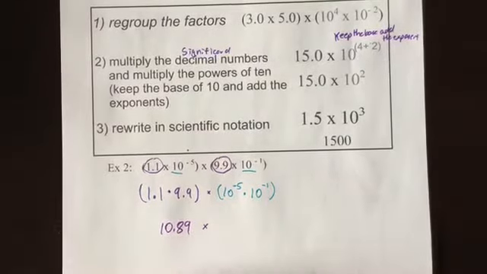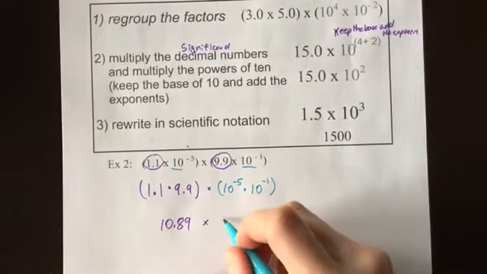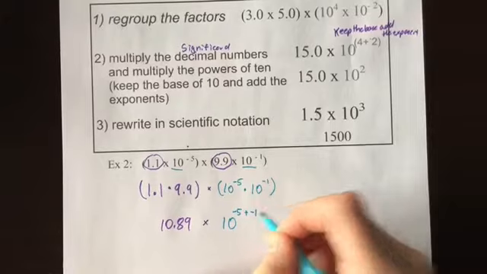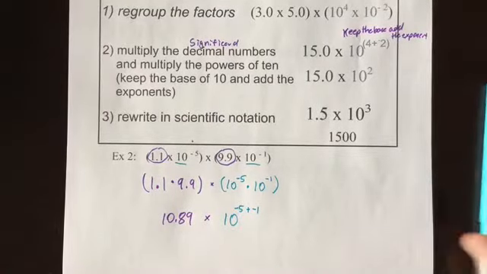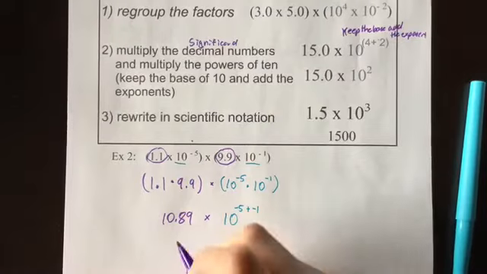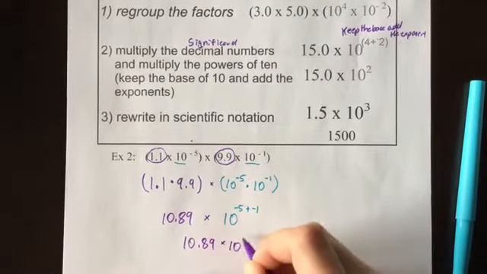And then our powers of 10 there, we're going to use our exponents rule where we're going to keep the base and add our exponents. So it's going to be 10 to the negative 5 plus negative 1 power. Negative 5 plus negative 1 is 10 to the negative 6th. So we get 10.89 times 10 to the negative 6th.